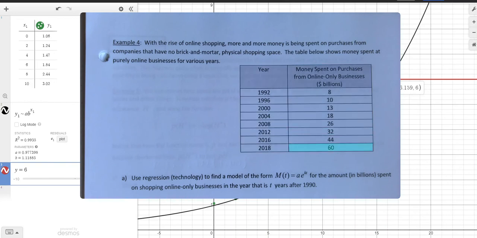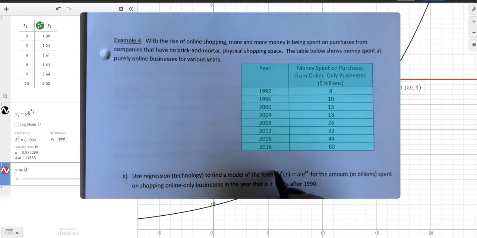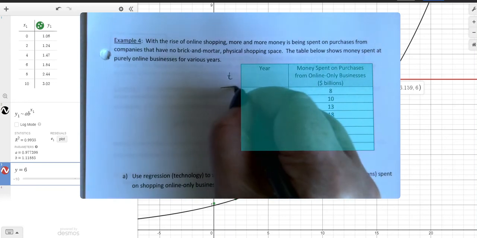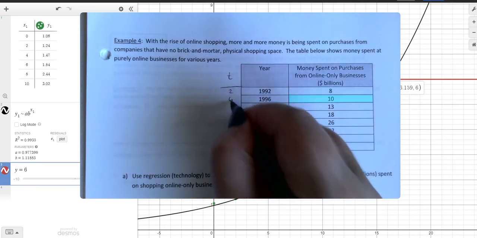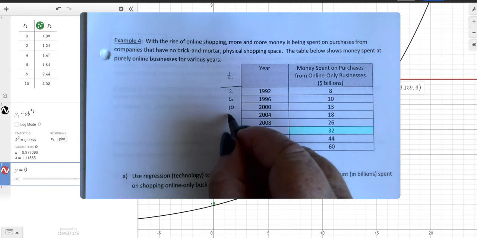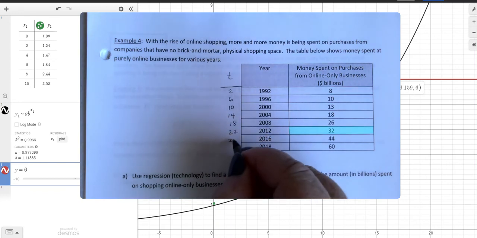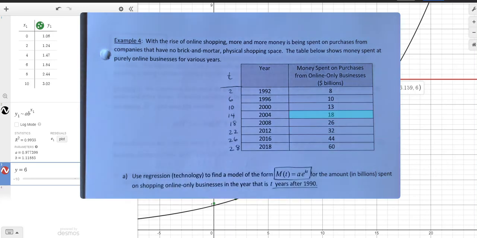So this time we want to use the AE to the KT form. And we would like to do this in amount spent T years after 1990. So my T would be 2, 6, 10, and so on. And we'll go ahead and put both of these into Desmos.